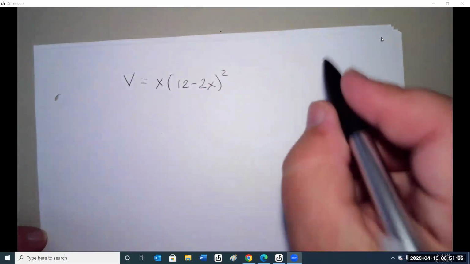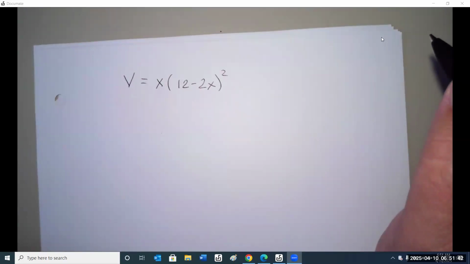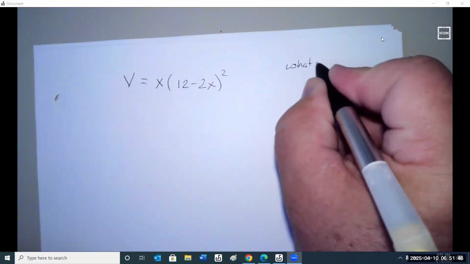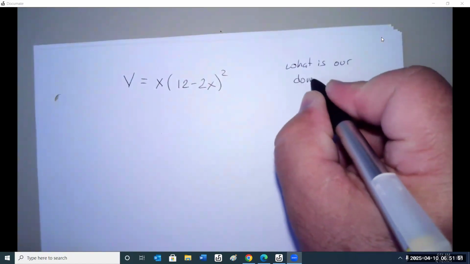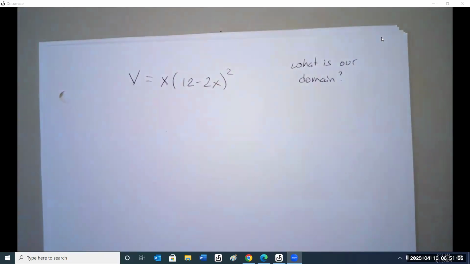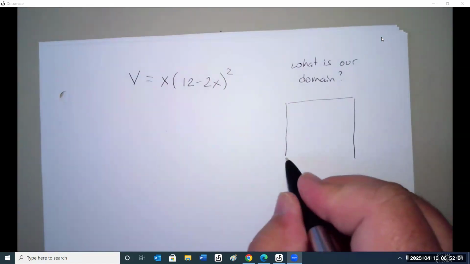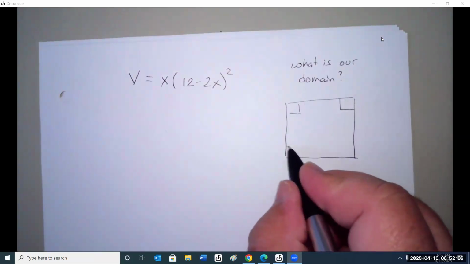Since we're looking for a maximum, we first have to find the domain. What is our domain? I mean, how big and how small x's can we use? Because remember, we have a box made from a square piece of tin. Cut congruent squares out of the corners.